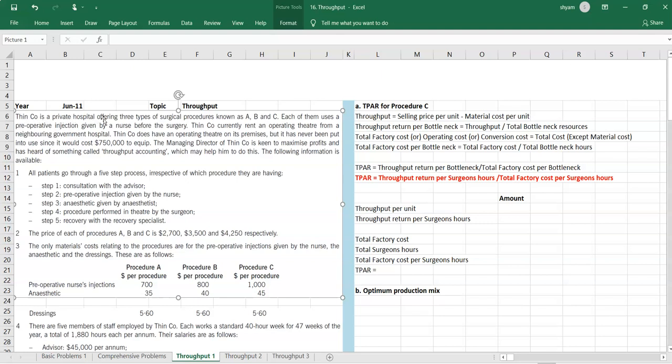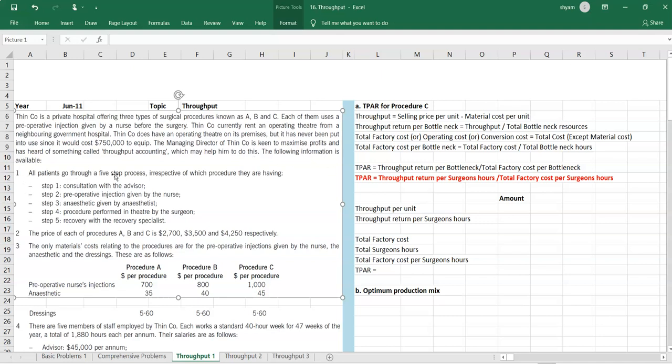Thinco is a private hospital offering 3 types of surgical procedures known as A, B, C. Each of them uses a pre-operative injection given by a nurse before the surgery. Thinco currently rents an operating theatre from a neighboring government hospital. Thinco does have an operating theatre on its premises, but it has never been put into use since it would cost 750,000 to equip. The managing director of Thinco is keen to maximize profits and has heard of something called throughput accounting, which may help him to do this. The following information is available.